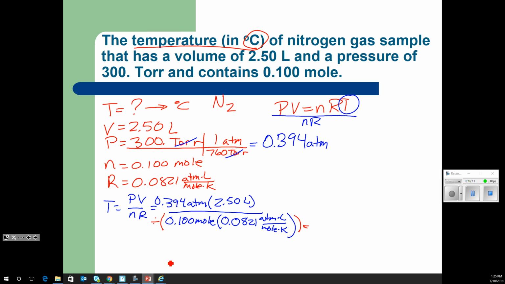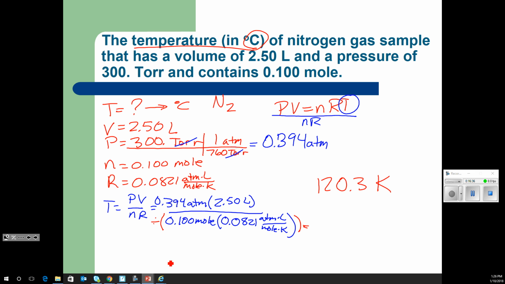Anybody got an answer yet? Sorry, yes. I think it's going to be bigger than that. So take the 0.394 times 2.5, then divide, open parentheses and put that all in the bottom and then close parentheses. Anybody got a different answer? Yes.